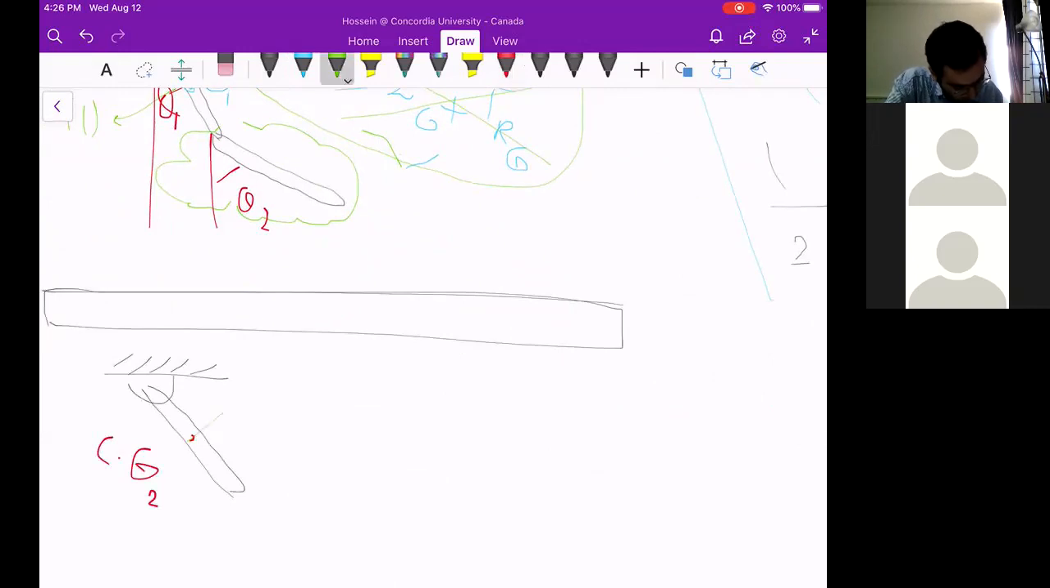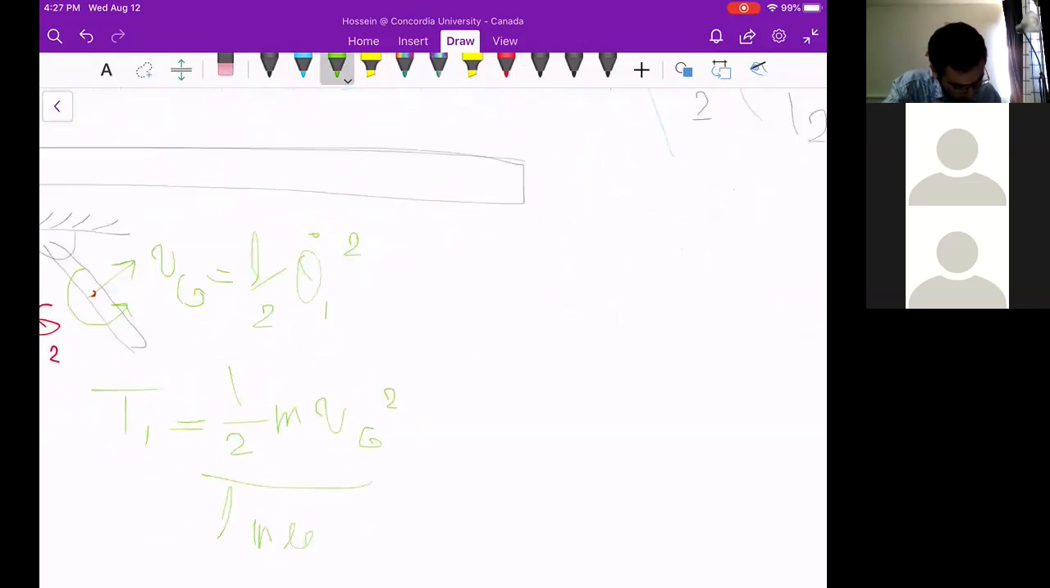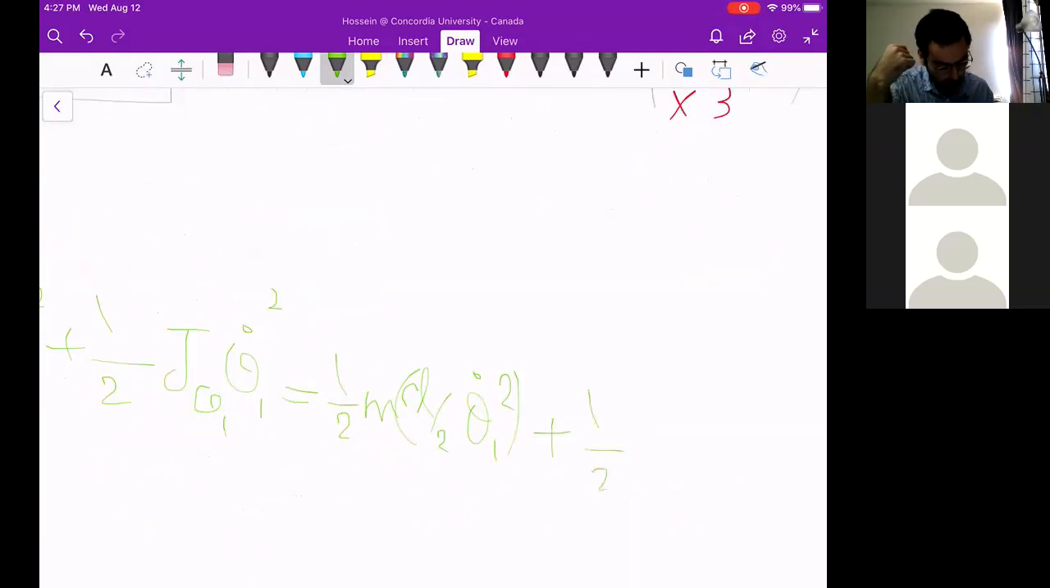So at the center of gravity, there is a velocity, Vg, which is half L theta dot 1 squared. This is the velocity, right? And so there is a rotation. So the kinetic energy for the first bar would be 1/2 m Vg squared. Center of gravity has linear motion plus rotational motion, 1/2 Jg theta dot 1 squared. So 1/2 m Vg is half L theta dot 1 squared plus, Jg is 1/12 mL squared.